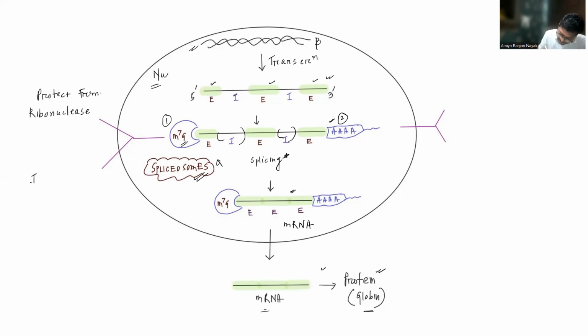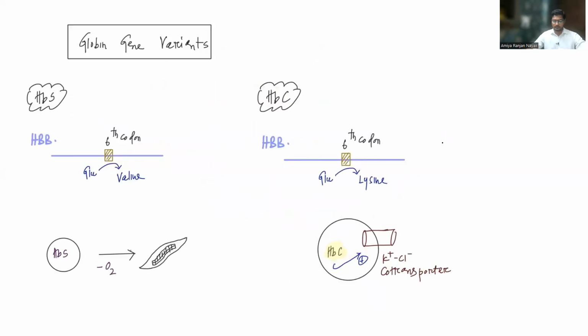Also, it helps in initiation of translation. Similarly, the poly-A tail also has 2 functions. It provides stability, and also it helps in exporting, that means export of the mRNA from the nucleus to the cytoplasm. Okay, so that is the function of the poly-A tail. So we have discussed the important concepts.